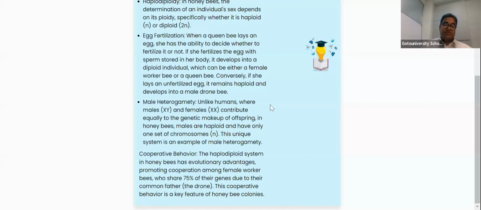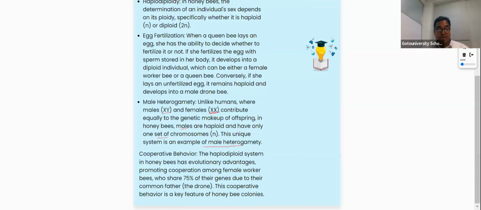So in this worked example discussion, what we need to understand is that males are haploid and have only one set of chromosomes. And this system is an example of male heterogamy. Can you see this XY? Whereas in the case of female, it is double X. But this concept is not the same for Gallus, which we just discussed. The turkey bird is not given as an example, but we need to know the other examples as well, right?